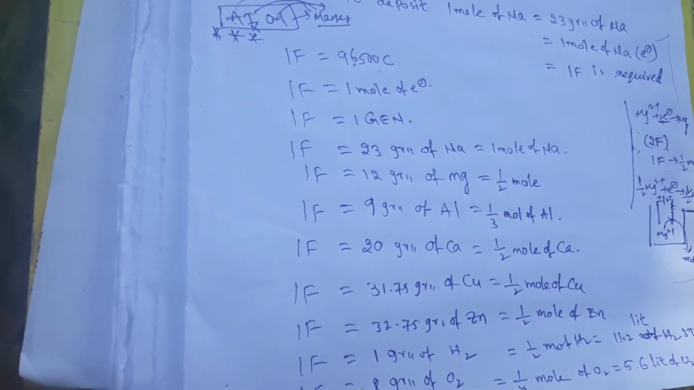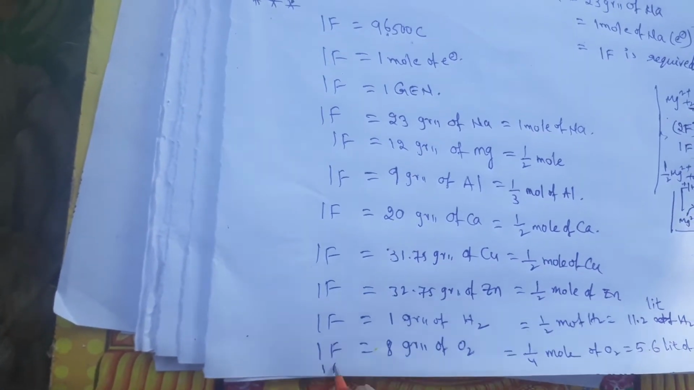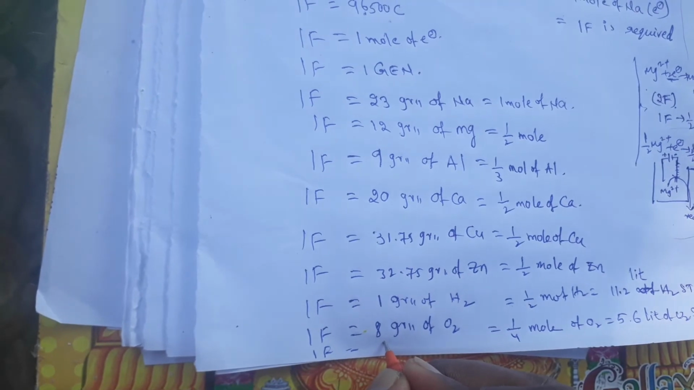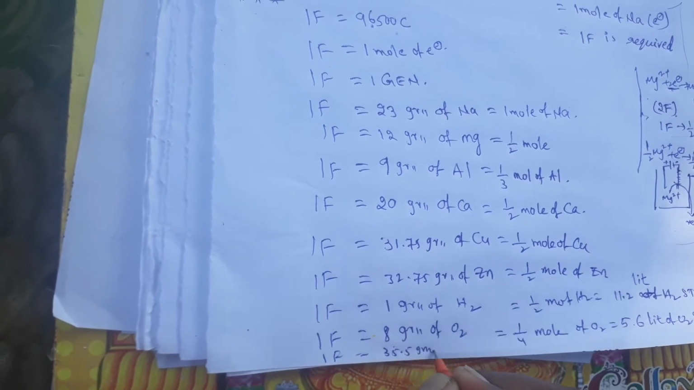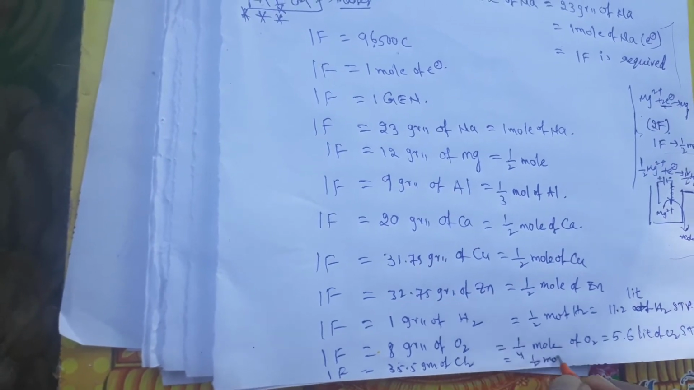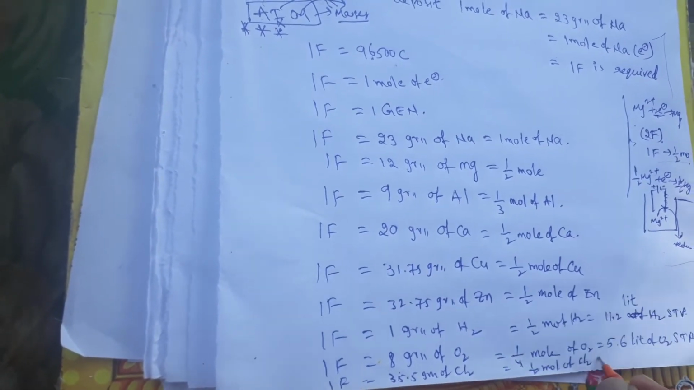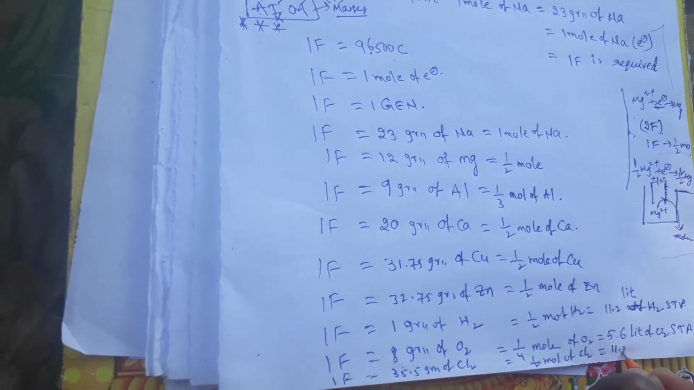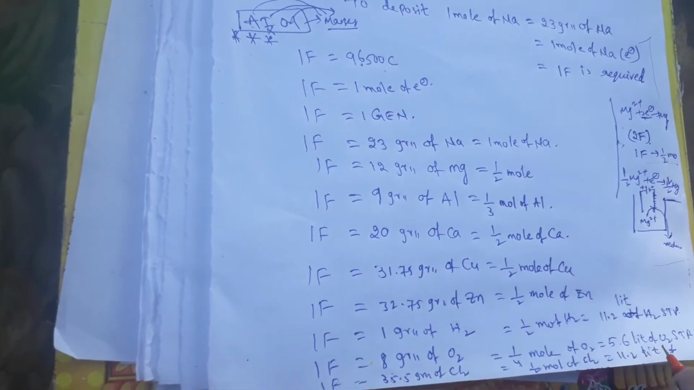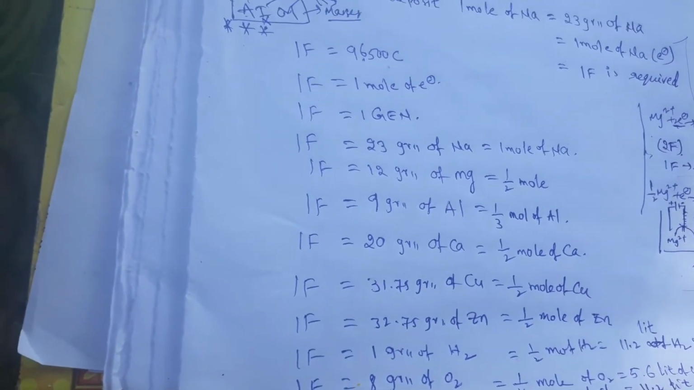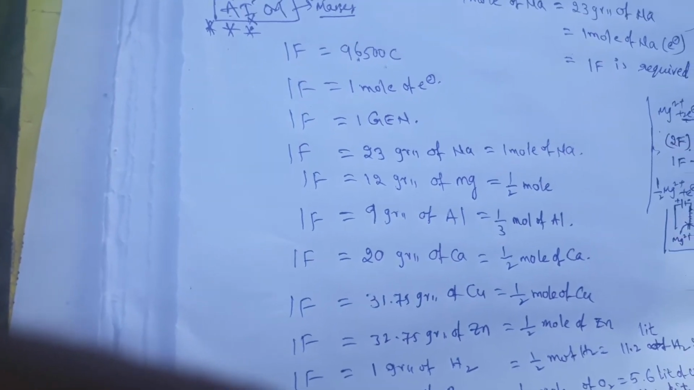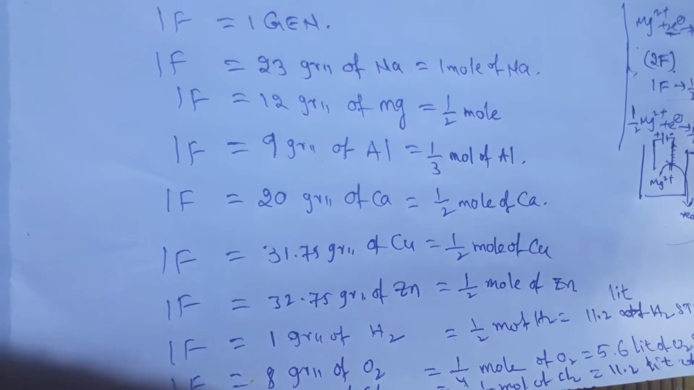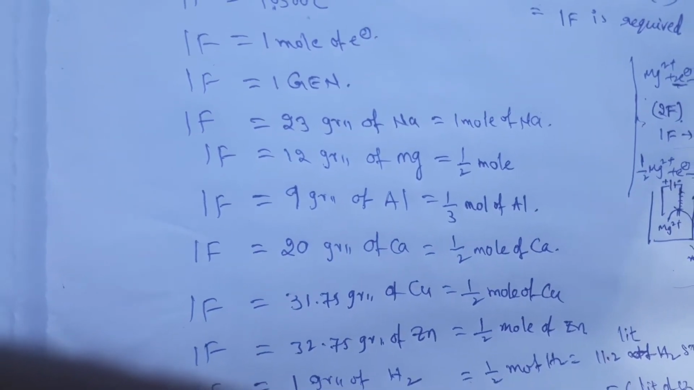If you take chlorine also, 1 Faraday of chlorine, tell me how many grams of chlorine? That is 35.5 grams of chlorine, which is half a mole of chlorine, and that is 11.2 liters of chlorine at STP. So this is about Faraday and Faraday's laws.